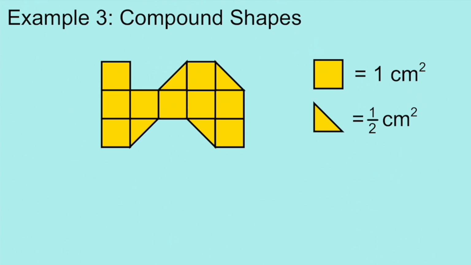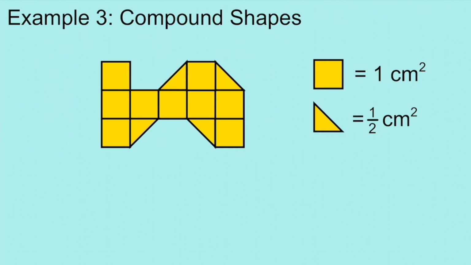So we're going to now look at something called compound shapes. Compound shapes are shapes that are made up of more than one type of shape. Compound just means mixing together or blending together different things. As I've got on the right hand side, I've got a key that tells me that 1 square is equal to 1 squared centimetre, and anything that's a triangular shape that's half of a square is equal to half of a squared centimetre.